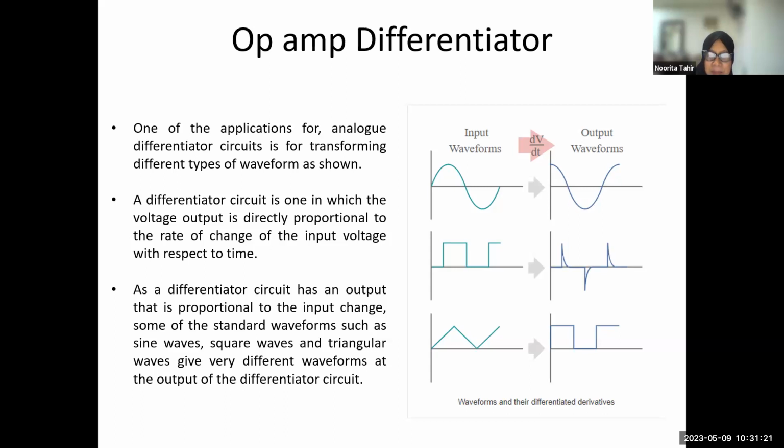This is one example. If we have this sine wave, this is what we will receive at the output when it goes through the differentiator process. And it's here as well. And the triangle.